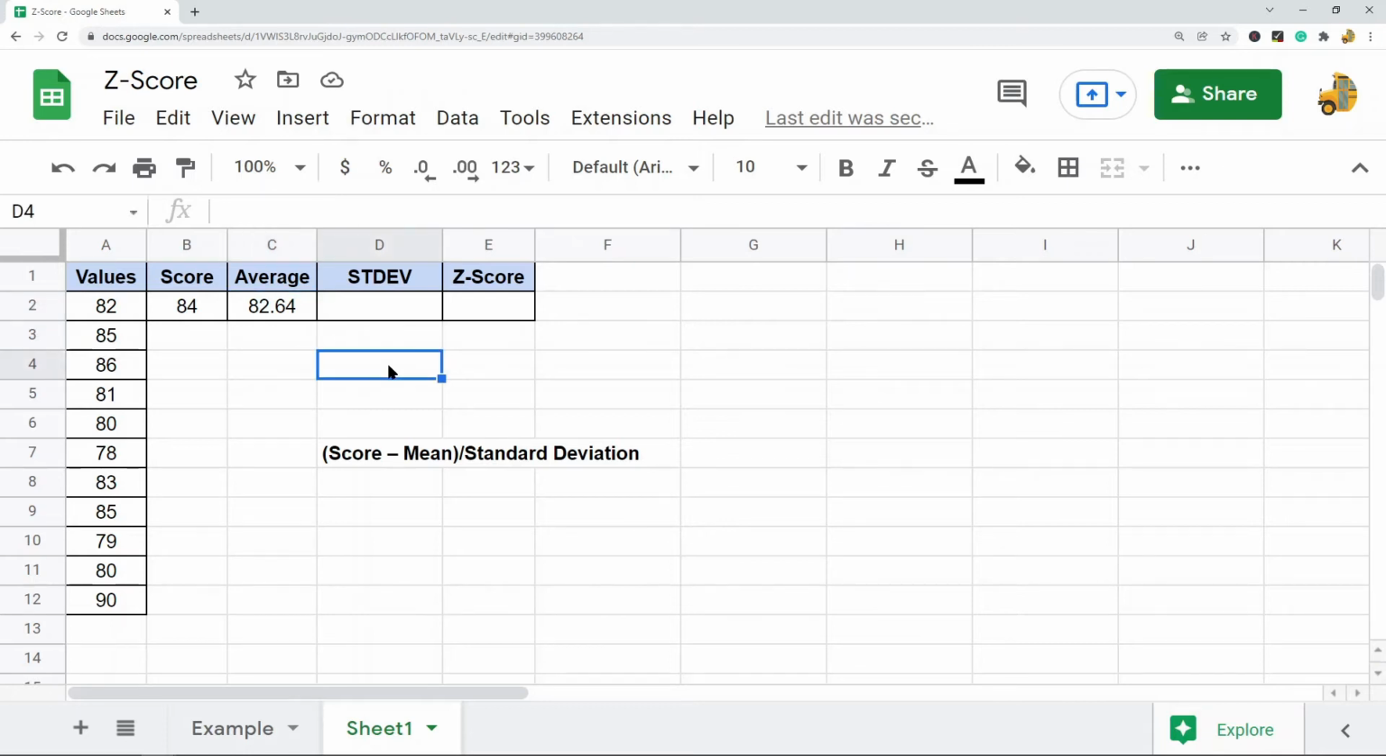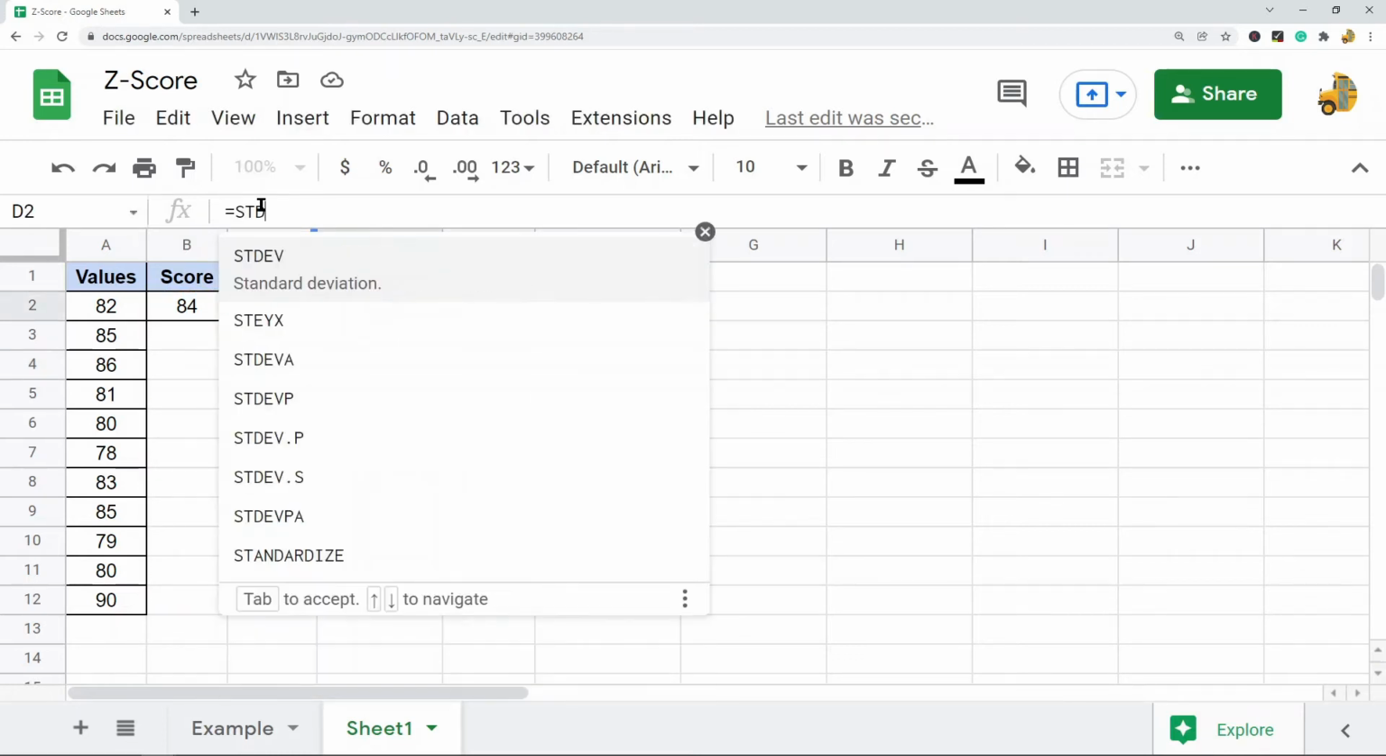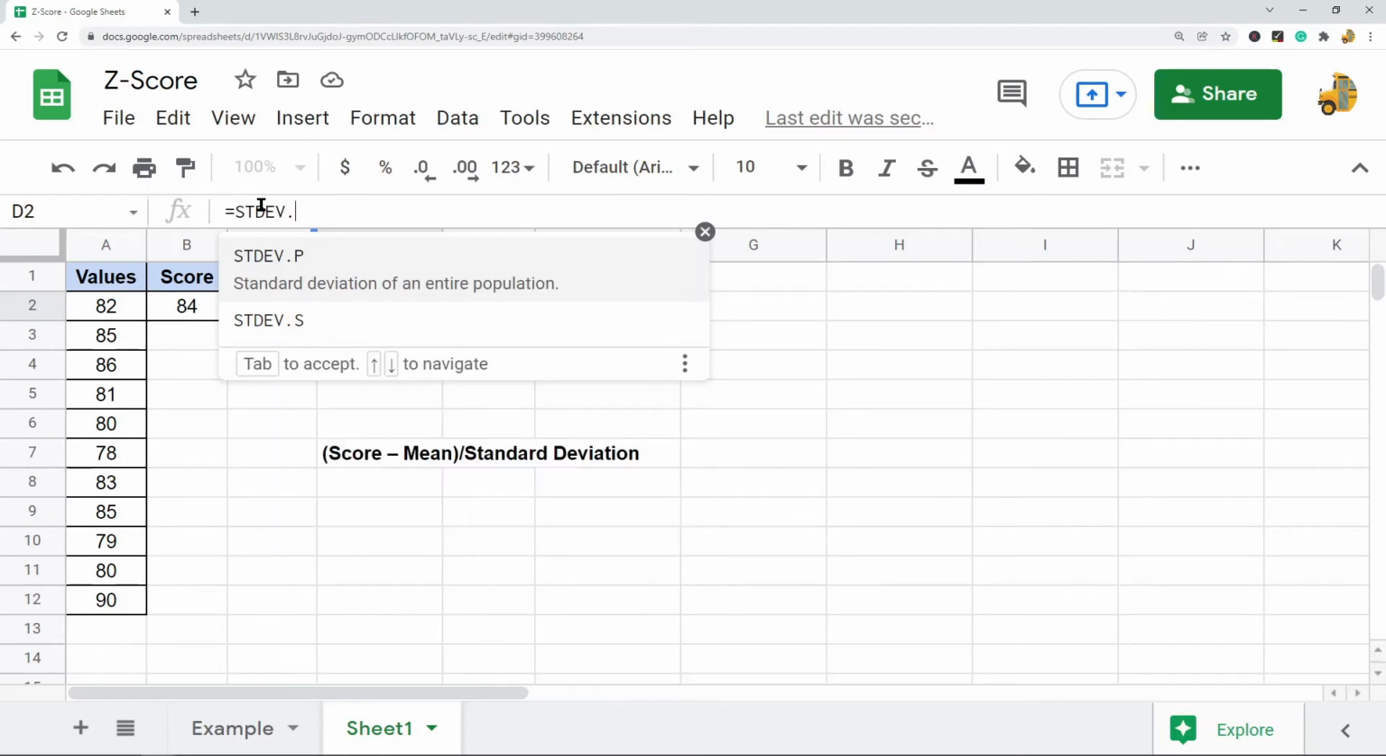Next is standard deviation. There are actually a few different standard deviation functions that you can use in Google Sheets. There is stdev.p, and what this will do is calculate standard deviation if you have the entire population of data in your file. Sometimes you only have a sample of data and you're trying to find the standard deviation from the sample, and you can use stdev.s if you have a sample, stdev.p if you have the entire population.